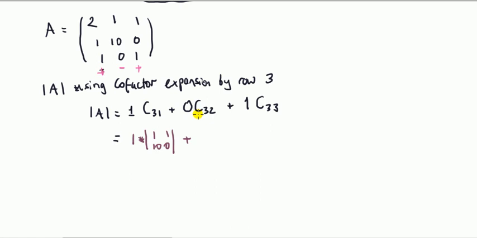Plus 0 times whatever that cofactor is. It doesn't matter because 0 times a number is 0. A cofactor is just going to be a number here. Plus 1 times the cofactor for 3,3. Take that out, you're left with this determinant of this, and it's a plus sign, so there you are, that's the cofactor. And we could work this out, 1 times 0 minus 10 times 1.